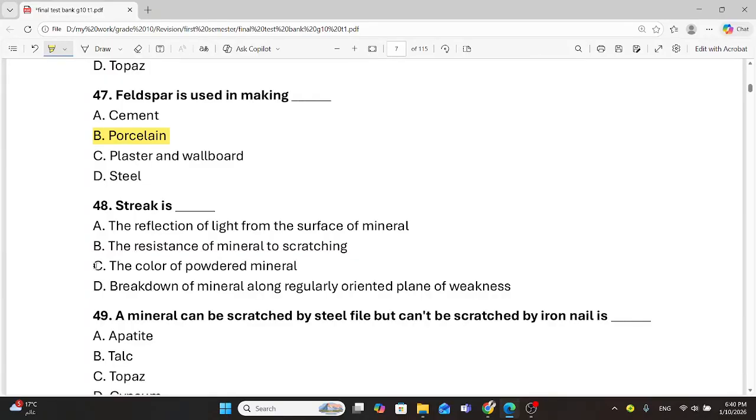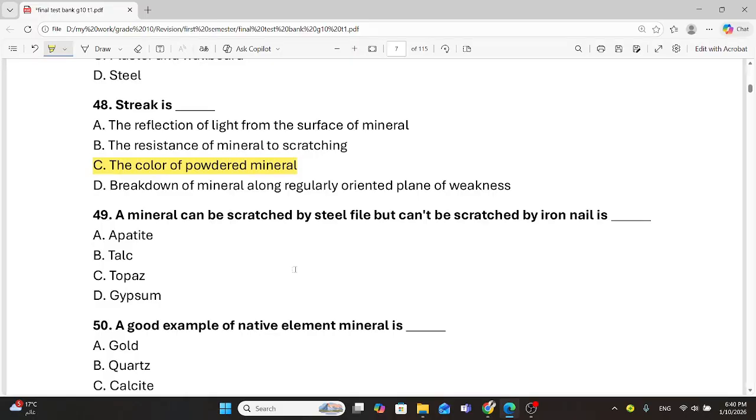Streak is a color of powdered mineral. A mineral can be scratched by steel file. steel file اللي هو هنفتكر تاني steel file ده اللي هو قد ايه 2.5 3.5 ايا يكن. steel file but can't be scratched by iron nail. طيب يعني كده هو scratched by steel file but can't scratch by iron nail. تبقى الابيتايت اللي هو ما بين can be scratched by steel file اللي هو 4.5 الأيرون نيل اللي هو 5.5. تمام. فيبقى اللي ما بينهم اللي هو الأبتايت.